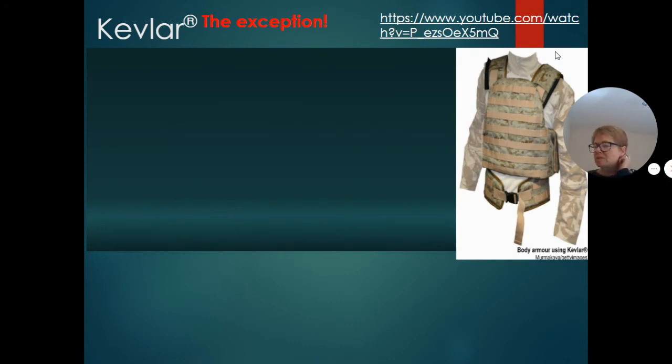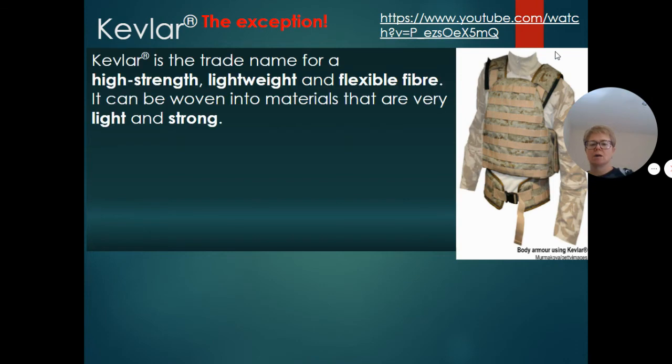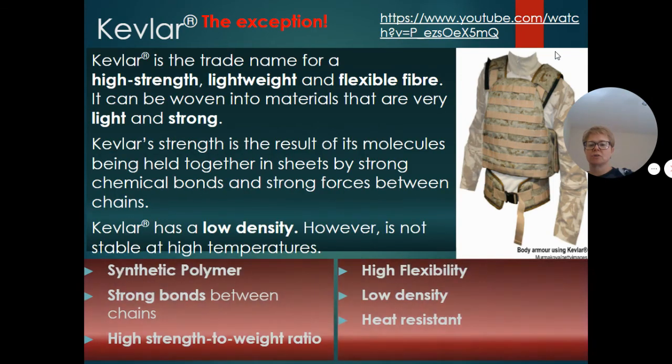Another example of polymers now, Kevlar. You might have heard of Kevlar in the context of bulletproof vests. Kevlar is not only used for bulletproof vests, but that is one of its most well-known uses. It's a synthetic, so man-made polymer, with really, really strong bonds between the chains, so that it's really, really strong despite being a low-density, lightweight material. It's also incredibly flexible, which means it's useful to be put into clothing.